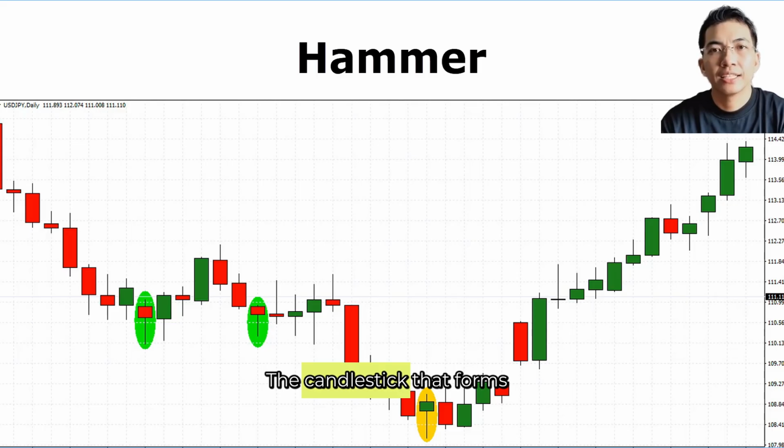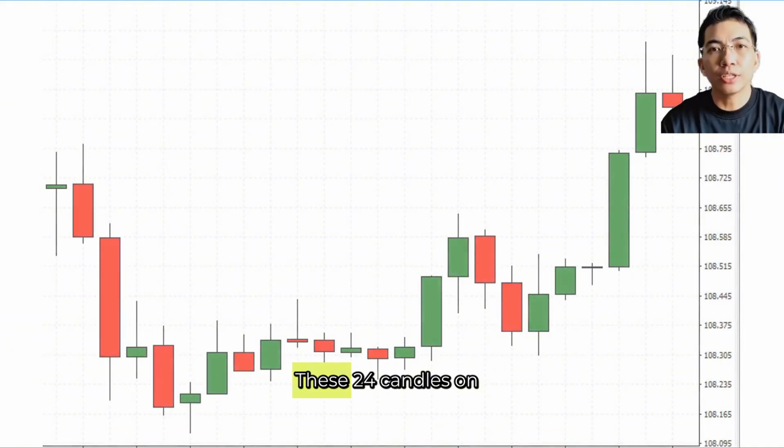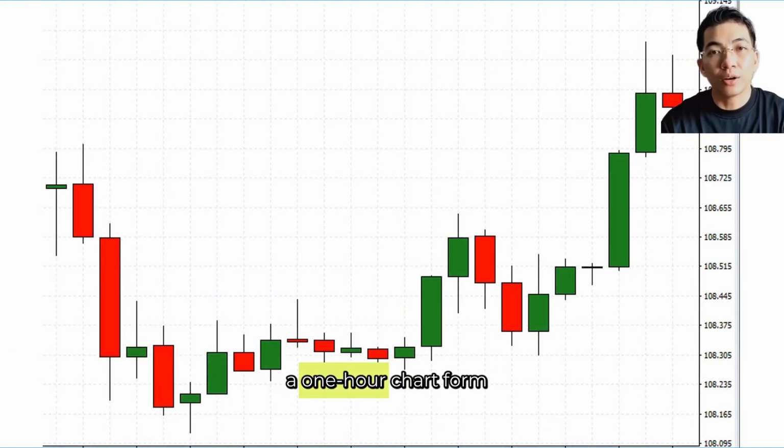The candlestick that forms a hammer pattern appeared on a daily chart on the 17th April, so the best thing to do is to switch to an hourly chart and check what happened in those 24 hours. These 24 candles on a 1-hour chart formed the hammer that we have seen on the daily chart.